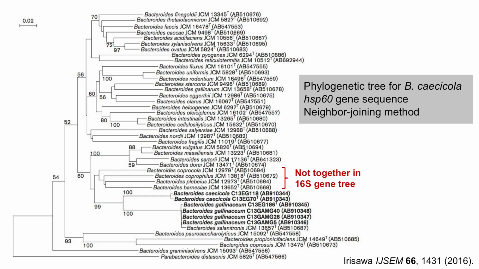Okay, and then in the same paper, they give a different tree for the same strains, but a different gene. I'm showing this just to emphasize that if you look at a different gene, it evolves at a different rate. You'll have a different guess as to the phylogenetic history of all the bacteria.